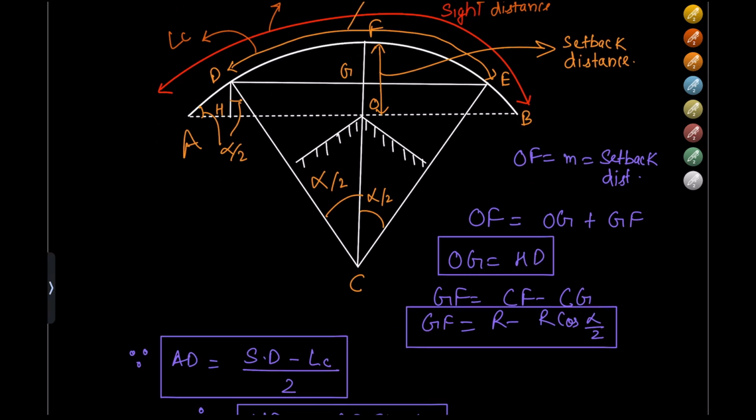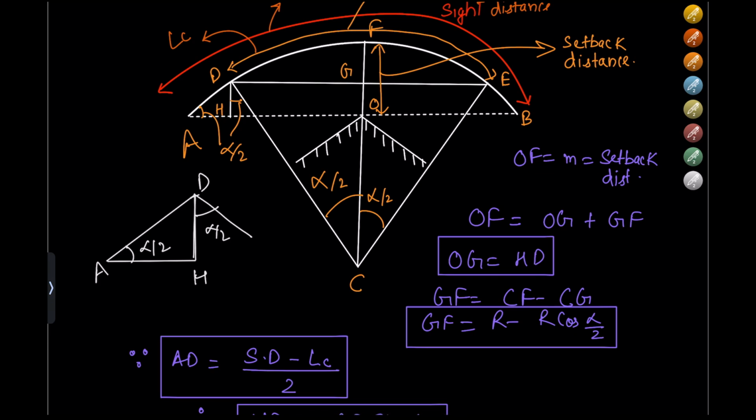Next, we have to calculate OG. OG can be calculated from this triangle. Let me draw this diagram again in detail. This would be circular. This would be H, this would be D, and this would be A. This line would be alpha by 2, and this angle will also be equal to alpha by 2.